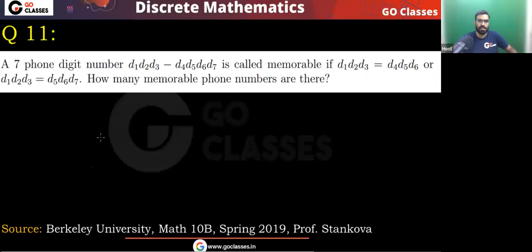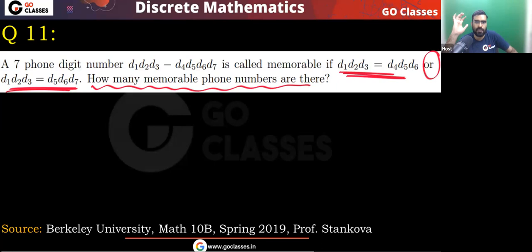Anyway, this question is saying that a 7-digit phone number is memorable if these 3 are equal to these 3, or these 3 are equal to these 3. How many memorable phone numbers are there? In this type of question, when you have this or this, what is the first method that will come to your mind? Either this happens or this happens.